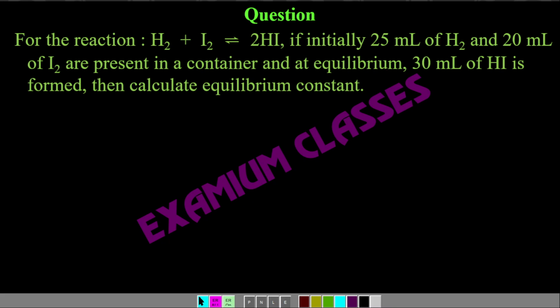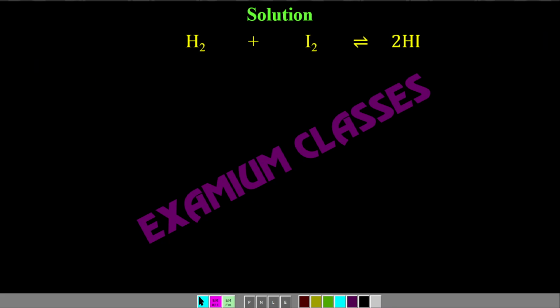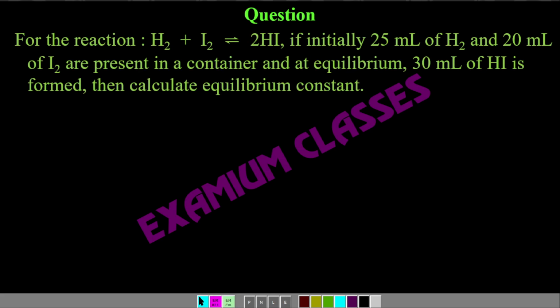Next question: for the reaction hydrogen and iodine combining to give hydrogen iodide, if initially 25 milliliters of hydrogen and 20 milliliters of iodine are present in a container and at equilibrium 30 milliliters of HI is formed, then calculate the equilibrium constant. This is something like the mole concept we have used; we have done these types of questions. You will write the reaction H2 + I2 to HI. Initially you have 25 ml of H2 and 20 ml of iodine.